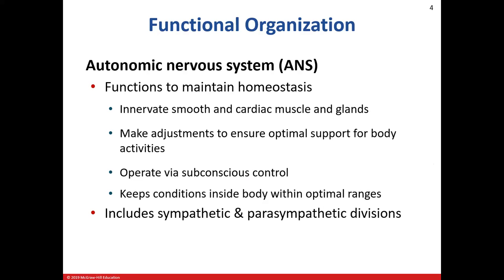Now, our autonomic nervous system also includes the sympathetic and the parasympathetic divisions, and we'll talk more about those coming up.